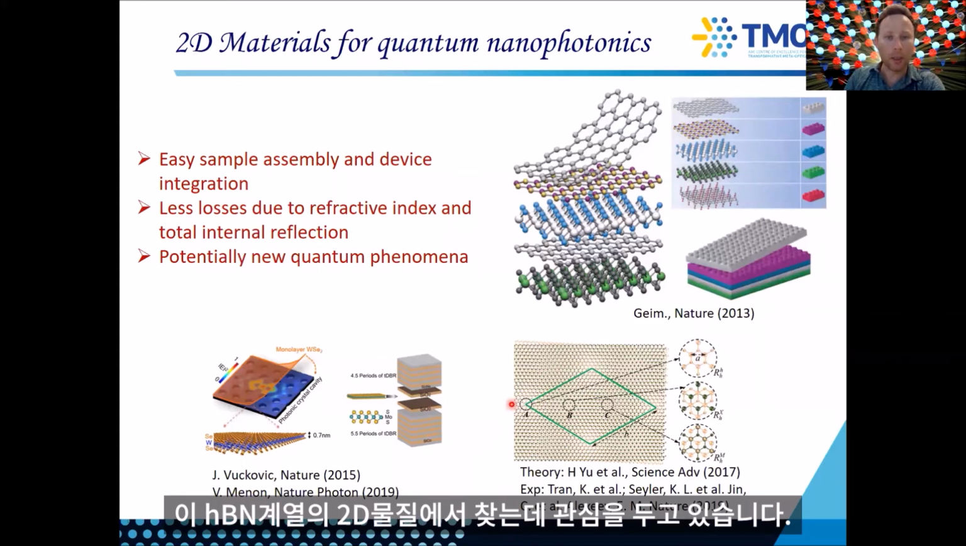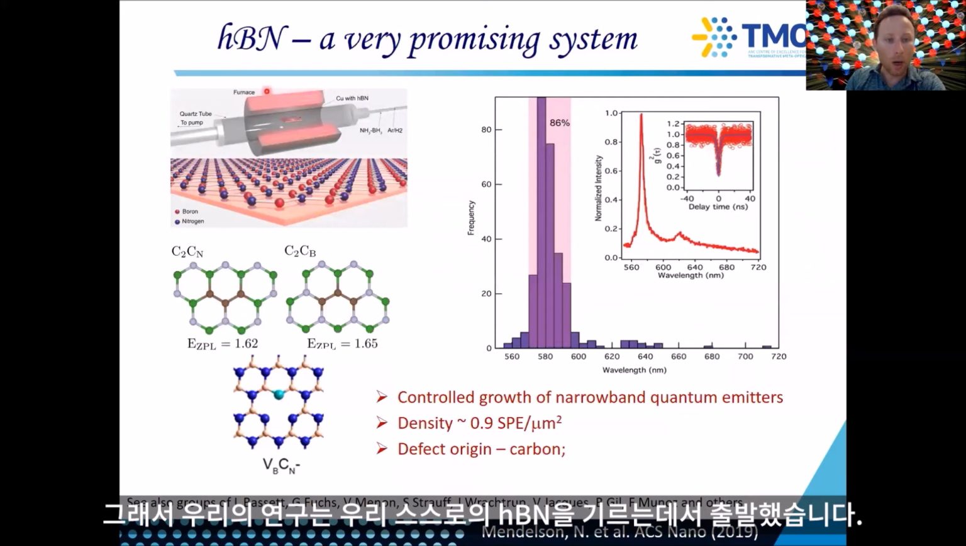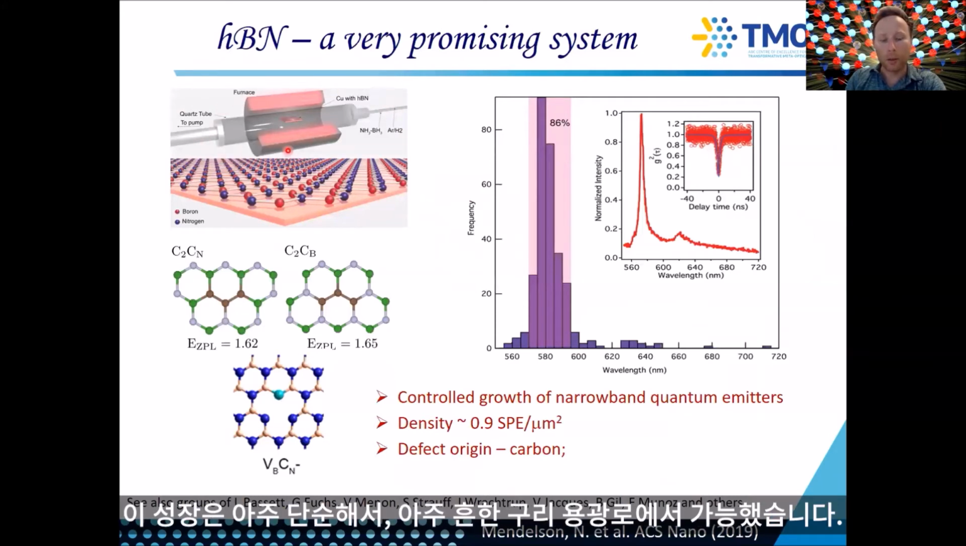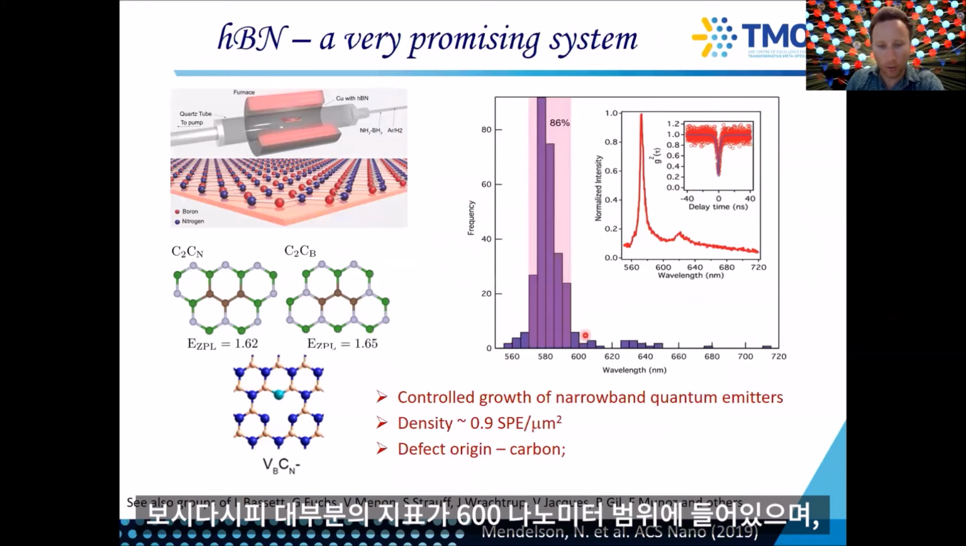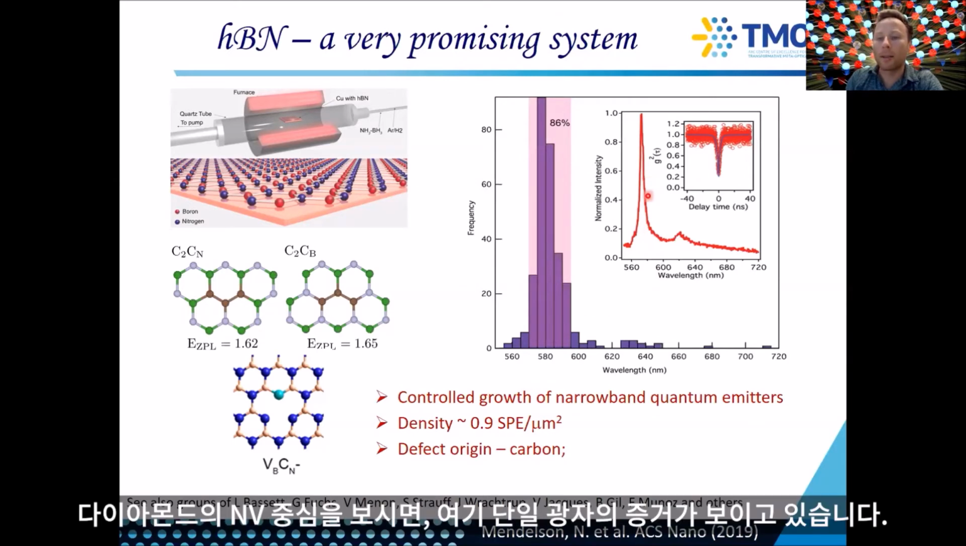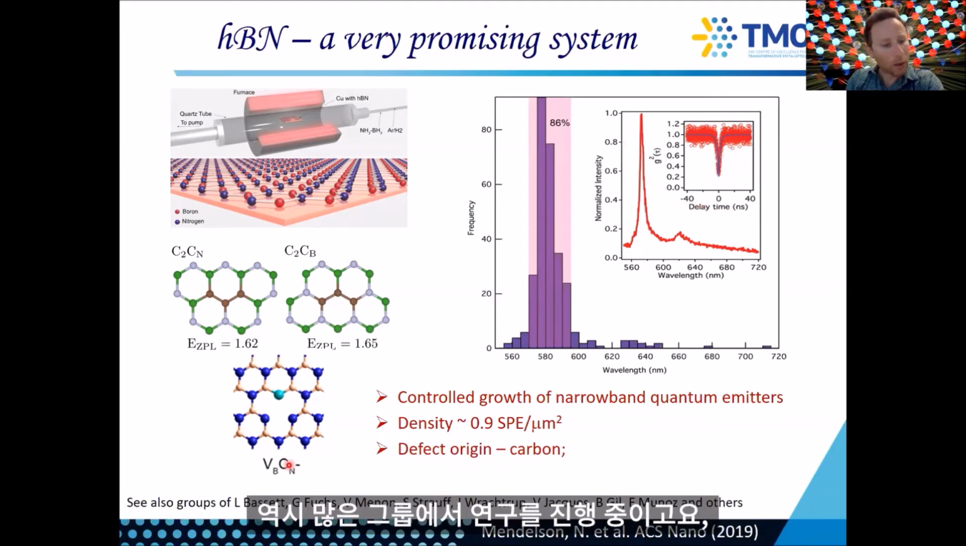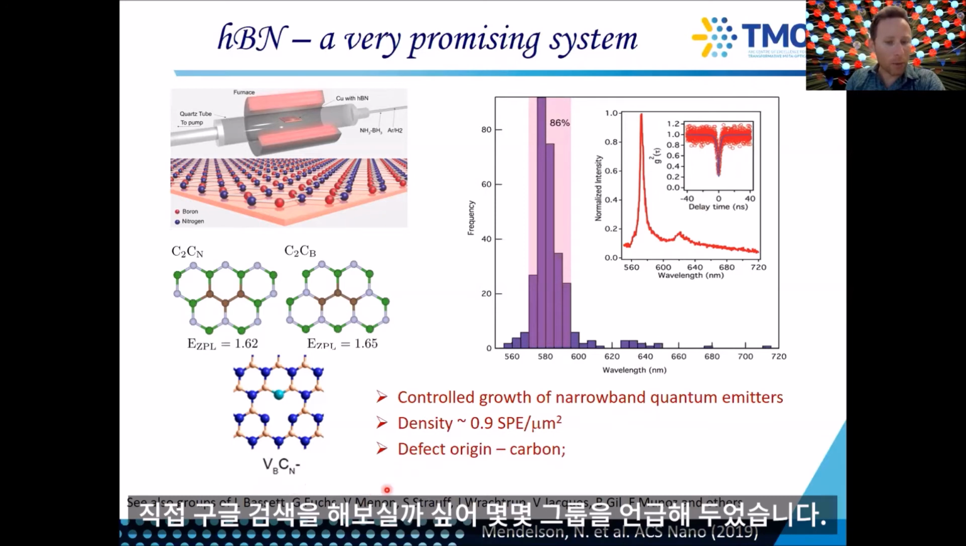in HBN specifically. And so what we did, we started to grow our own HBN, and the growth is very simple. You can just do it in a very conventional tube furnace, and the results are quite promising because you can see that most of your emitters fall here within around the 600 nanometer range. And the emitters are very, very narrow, unlike the nitrogen vacancy center in diamond, for example. And of course, they're also single photon sources, as evidenced here by this second order autocorrelation function. So there are also many groups that are now working on it. So I just mentioned here a few in case you want to Google it yourself.